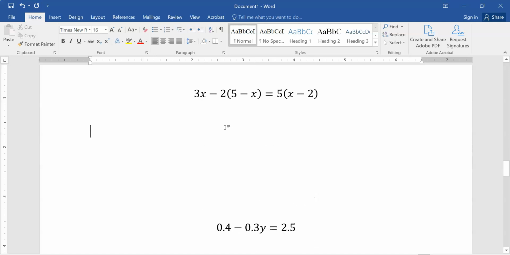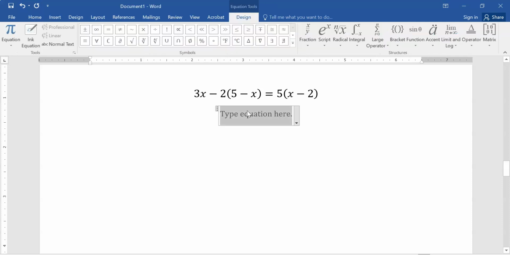The other problem that I said we're going to go over in this video is this one, 3x minus 2 times 5 minus x equals 5 times x minus 2. Okay, you can see the parentheses there. So the first step is to get rid of the parentheses by distributing. So we have 3x minus 2 times, in parentheses, quantity x minus 5 in the parentheses.